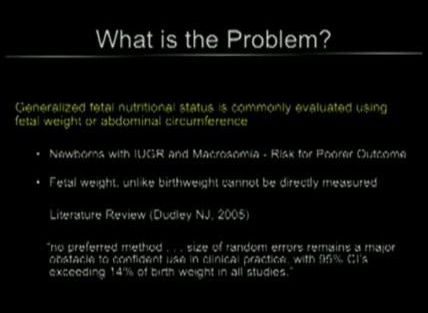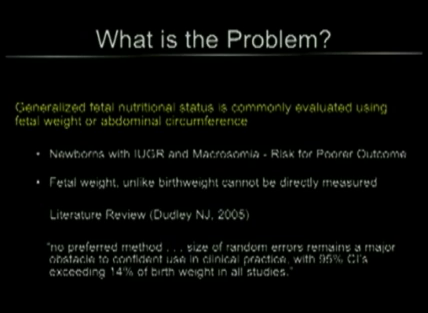All right, so this brings us to the second point, the second major area of how we can use fractional limb volume for fetal weight estimation. And the idea is not only to improve the precision of fetal weight estimation, but also to add a nutritional component, a soft tissue development component to this estimation that will give us an idea of how the fetus is nourished. So, to state the problem, generalized fetal nutritional status is commonly evaluated using fetal weight or abdominal circumference. We already know that newborns that are growth restricted or macrosomic are at higher risk for poorer outcome.